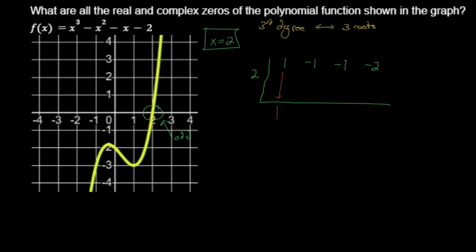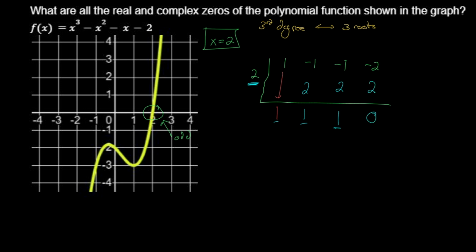For synthetic division, we do 2 steps. We multiply our numbers to get 2, and then we add vertically to get 1. Multiply our numbers. 2 times 1 is 2. Add vertically, we get 1 again. Multiply 2 times 1, we get 2.